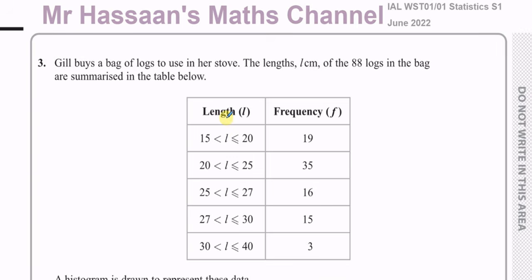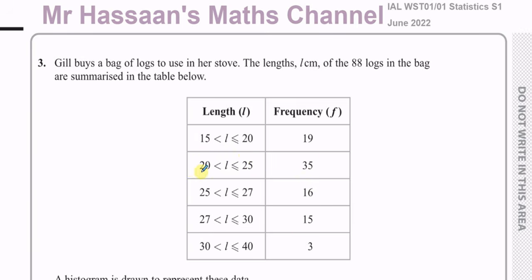And this question here is about this frequency table. It says Jill buys a bag of logs to use in her stove. The lengths L centimeters of the 88 logs in the bag are summarized in the table below. So here you have a grouped frequency table, which tells you the number of logs between particular lengths. So the logs greater than 15 and less than or equal to 20 centimeters, there's 19 of them, and 35 between 20 and 25 centimeters, and so on and so forth.